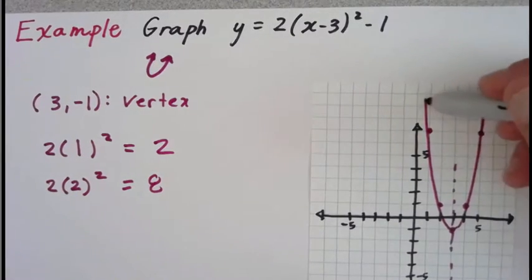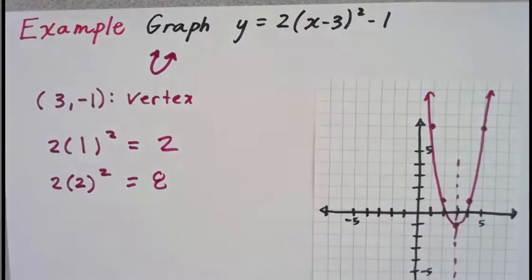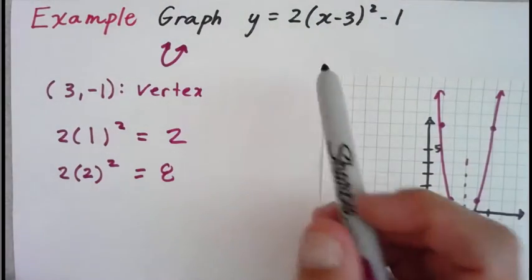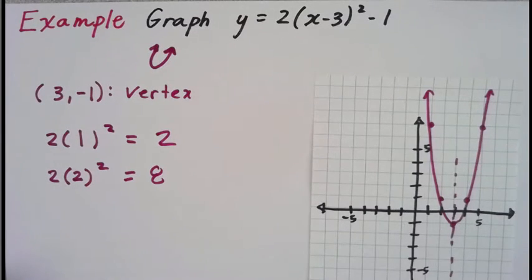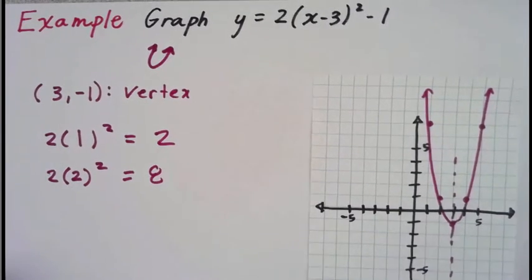It keeps on going. And so there is my parabola that represents y equals 2 times the quantity x minus 3 squared minus 1. And that's just a shortcut method we used to do that.